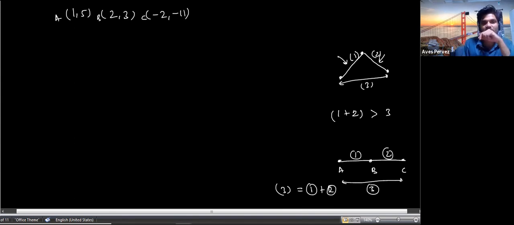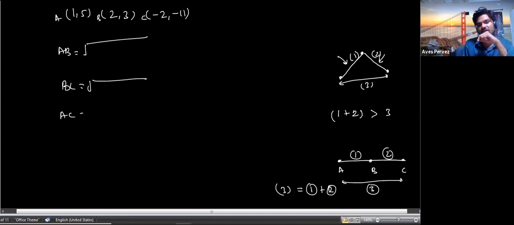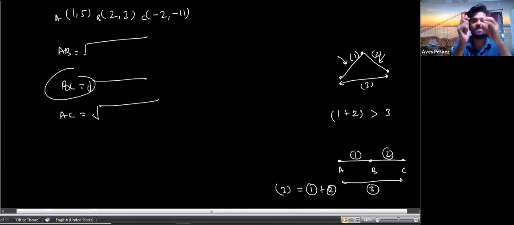So first you need to calculate the distance of AB, dear students. Then you need to calculate the distance of BC, and then the distance of AC. And when you have calculated the distances, you check whether AB plus BC equals AC, or AC plus BC equals AB, or AC plus AB equals BC. Means any two distances should sum to equal the third one.